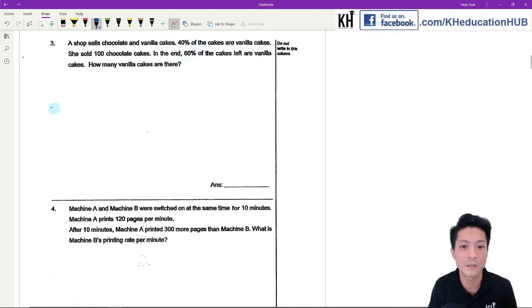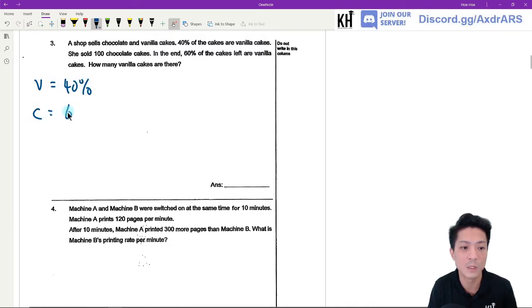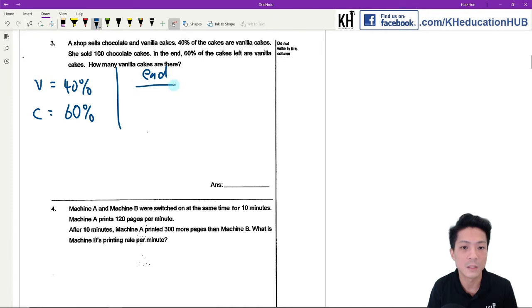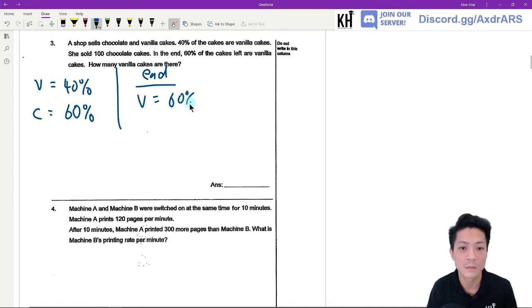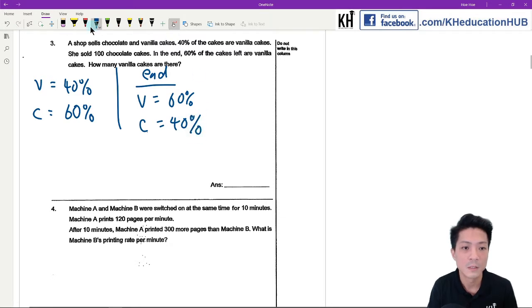Okay, so if 40% of the cakes are vanilla, it means that vanilla, V, is equal to 40%, and so chocolate will be equal to 60%. Okay, so she sold 100 chocolate cakes. In the end, 60% of the cakes left are vanilla, which means that chocolate is 40%. Remember she sold 100 chocolate cakes.